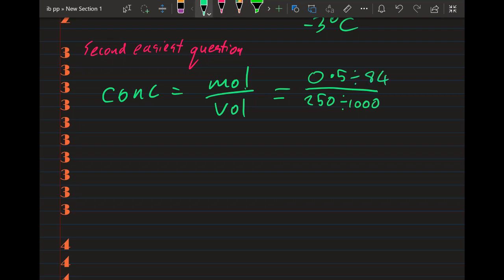Well, there we go. So which one's that? 3B. What they've done is they've moved the 84 down to the bottom to get 84 at the bottom. And then they've done the 250 divided by 1,000, like that, and kept the 0.5 at the top. So that's B.